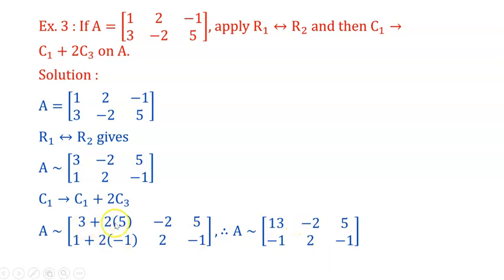Here 3 plus 10, then you will get here 13. 1 minus 2, you will get here minus 1. Other two columns as they are. Okay, and this is the answer.